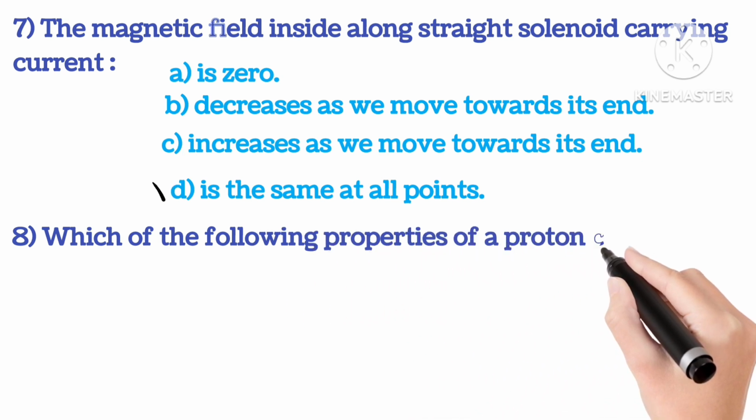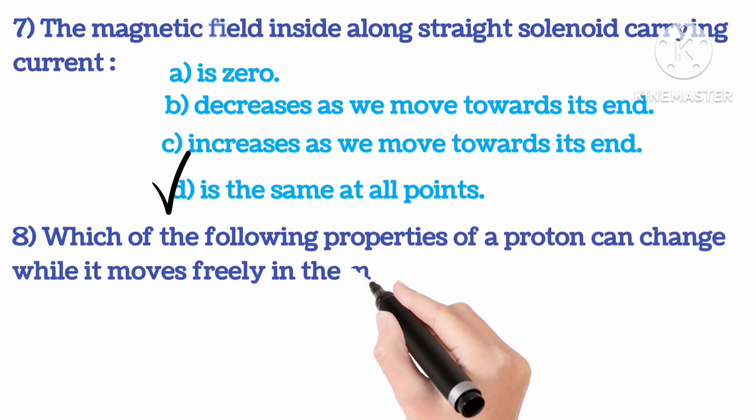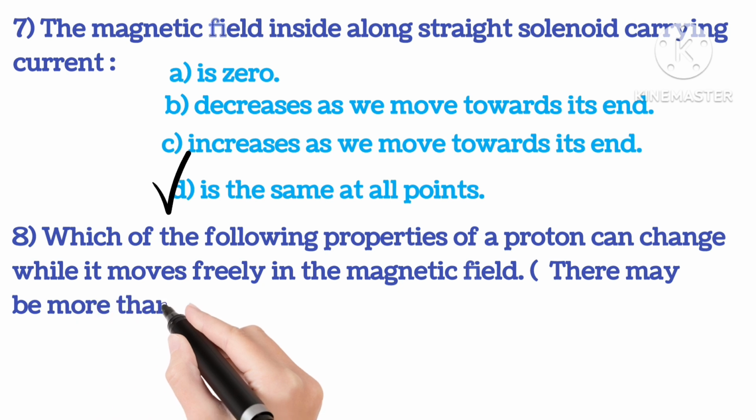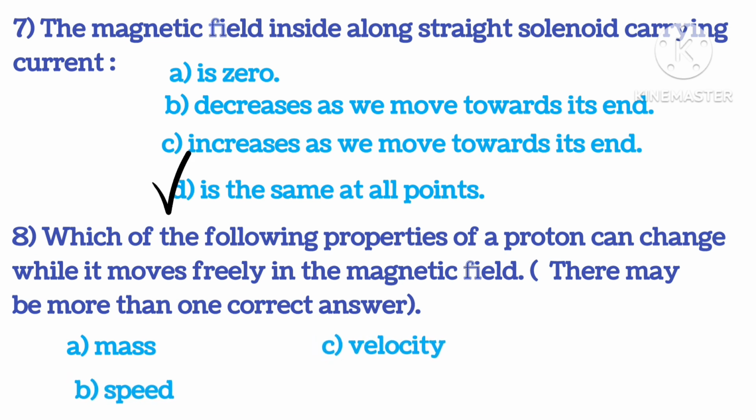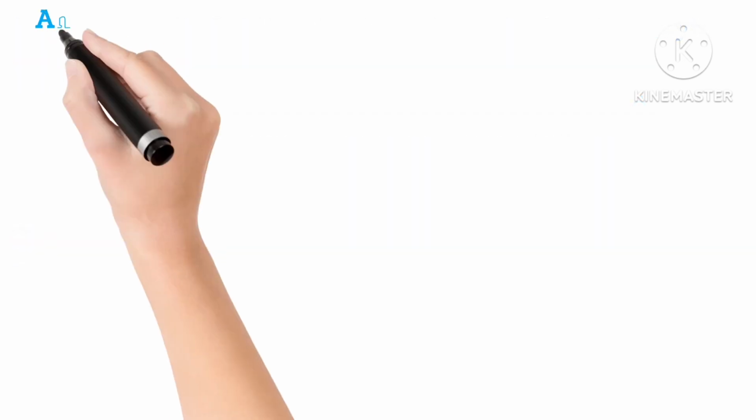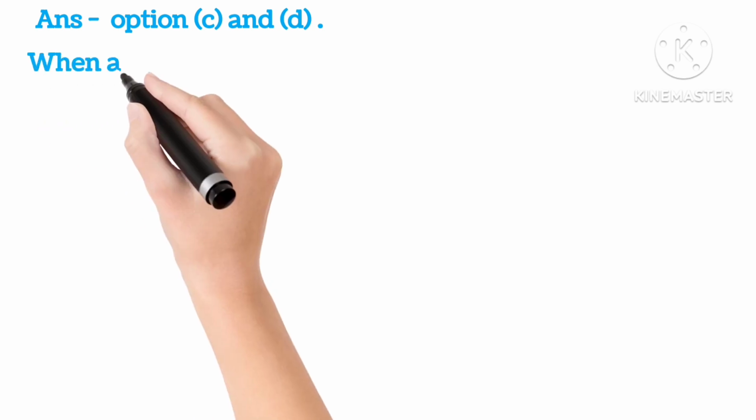Which of the following properties of the proton can change while it moves freely in a magnetic field? There may be more than one correct answer. A, mass. B, speed. C, velocity. And D, momentum. Options C and D are the correct answers.